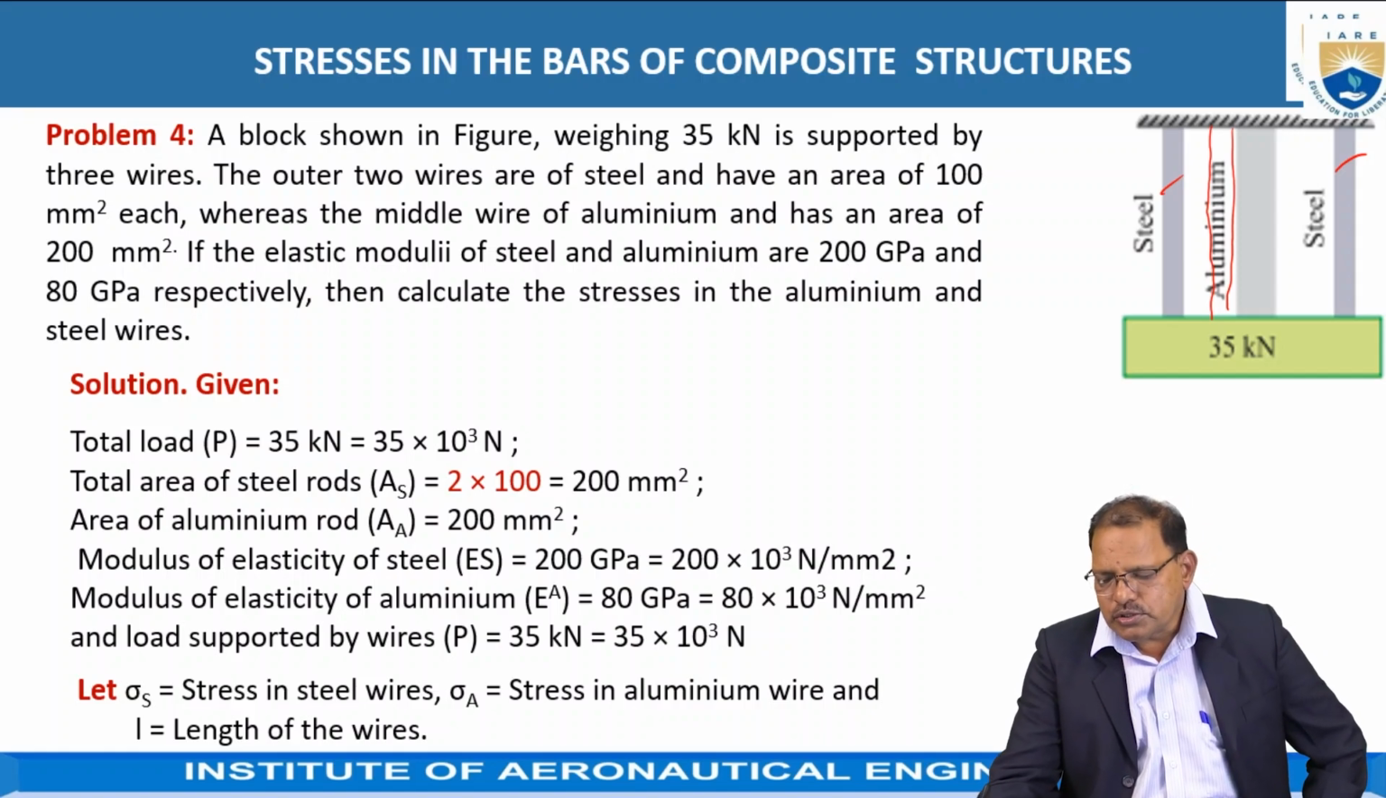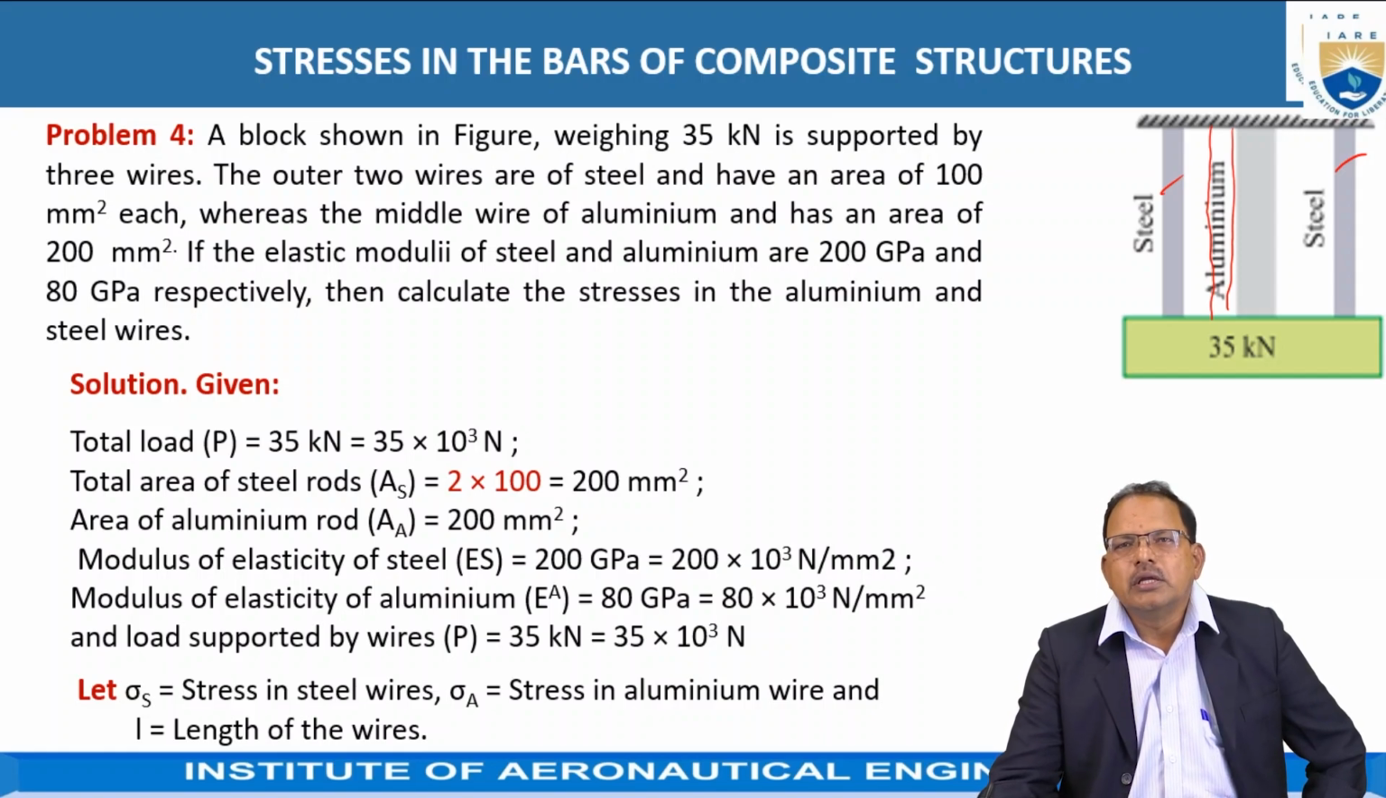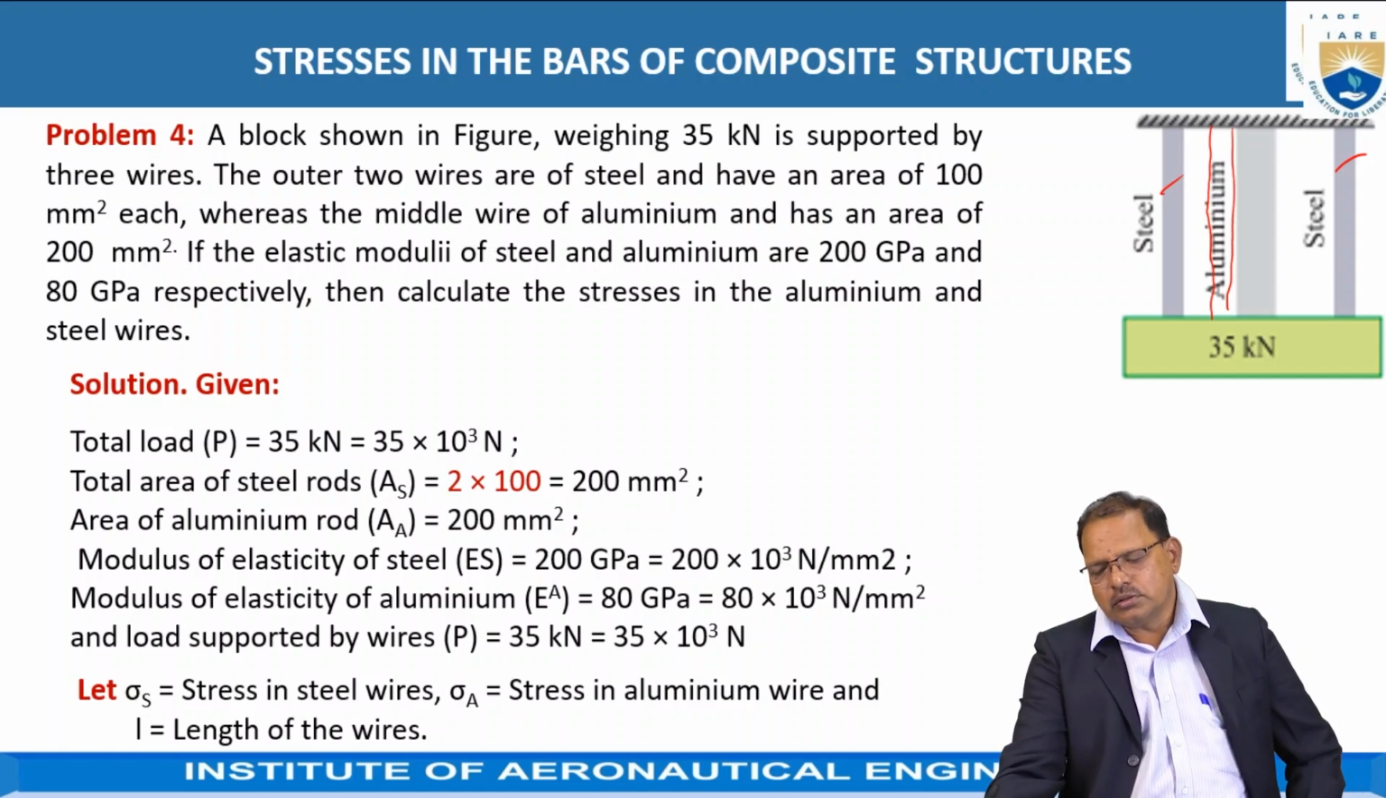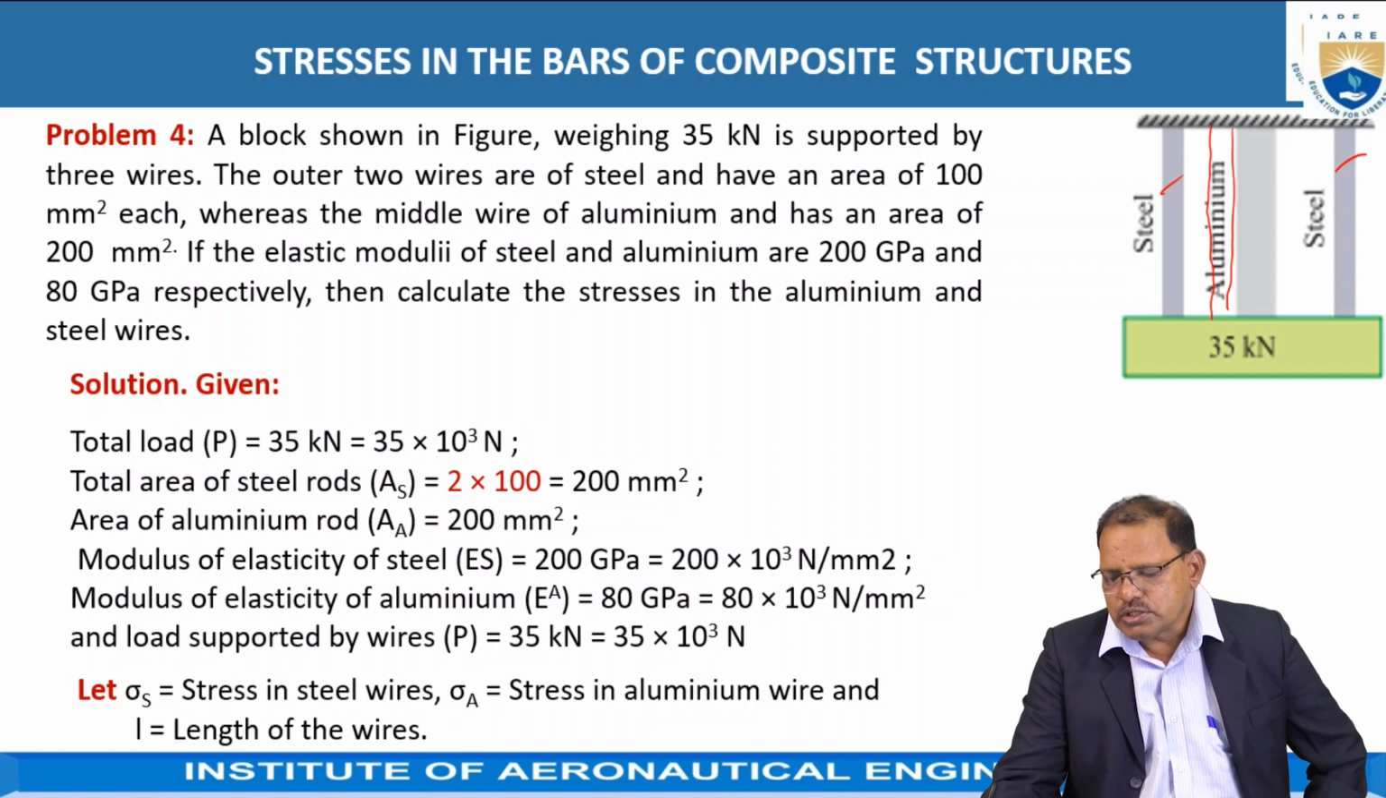Since these are composite structures, the strain produced in each bar remains constant, and the total load of 35 kN is shared by the steel as well as the aluminum.